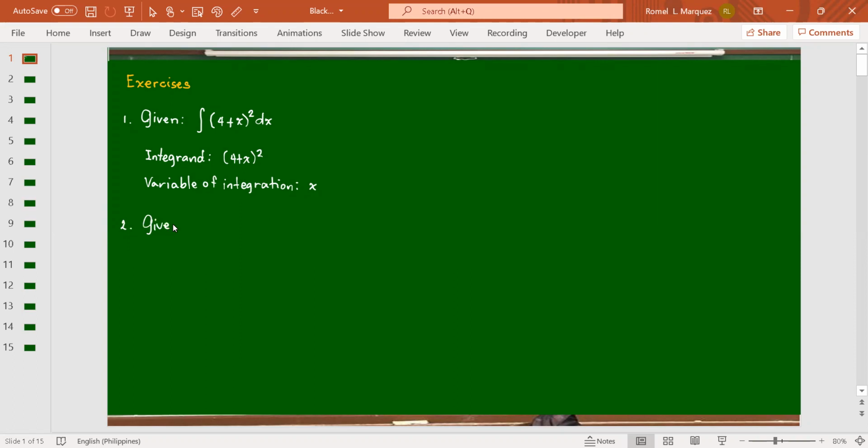So if you're given, for instance, the integral of (5 plus x) all over x, quantity to the fourth, times (1 over x squared), quantity dx. What is the variable of integration here, guys? X, right? What about the integrand?